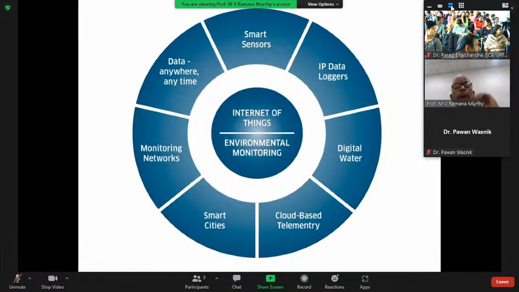Now, Internet of Things, as far as environmental monitoring is concerned, is basically related to smart sensors and IP data loggers, digital water, and then you need to provide a cloud-based terminal, and then you have to create a smart city. You also need to keep monitoring all the networks, and you have to provide data anywhere, anytime, and with the aid of smart sensors, you can always achieve this.